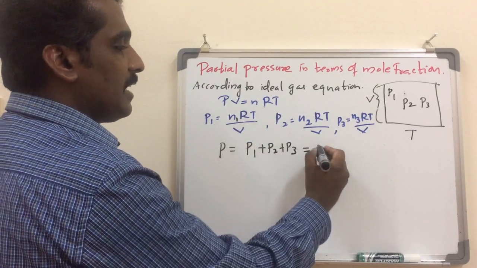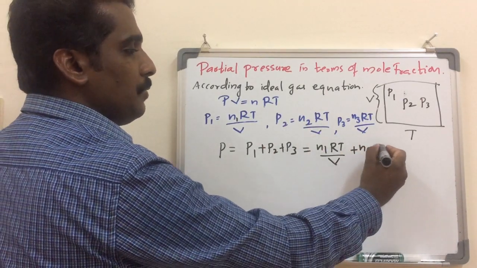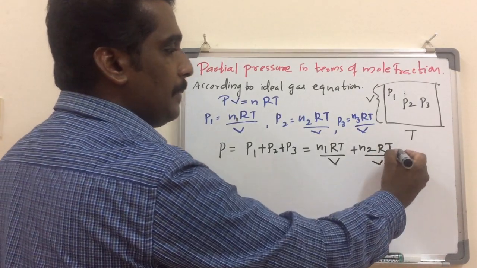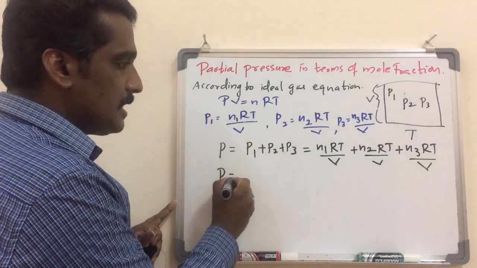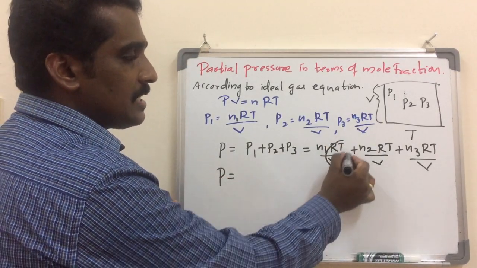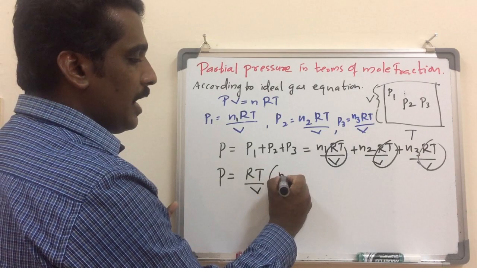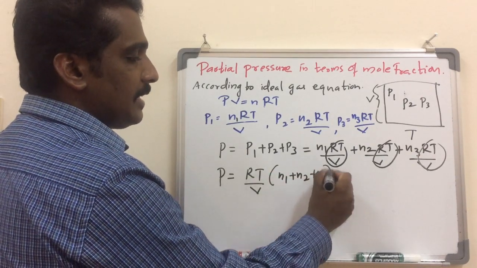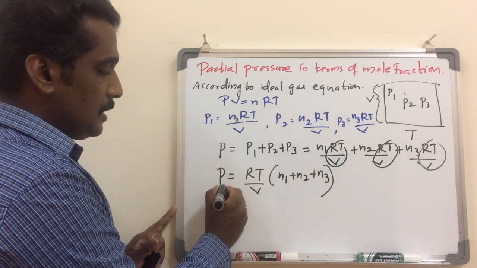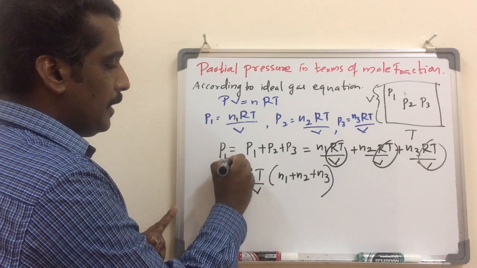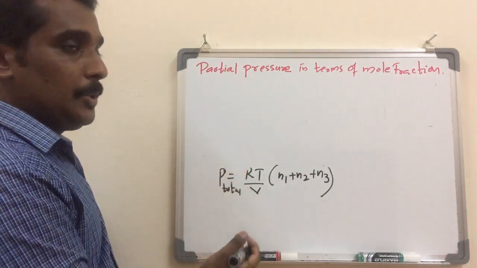Then P1 we can write as N1RT by V, P2 as N2RT by V, and P3 as N3RT by V. Then the total pressure P is equal to RT by V, which is common, into N1 plus N2 plus N3, and this P is called P total. Clear?